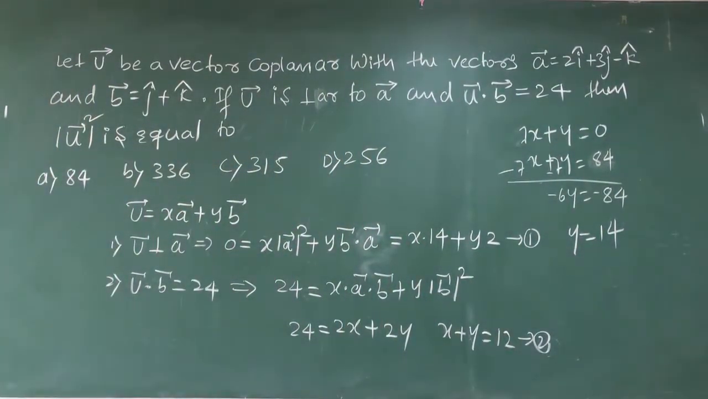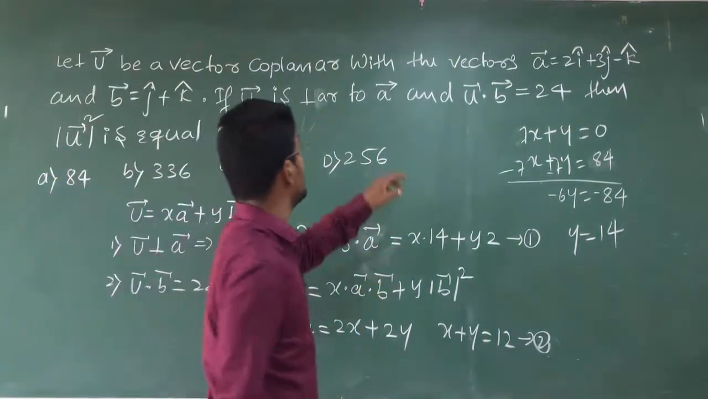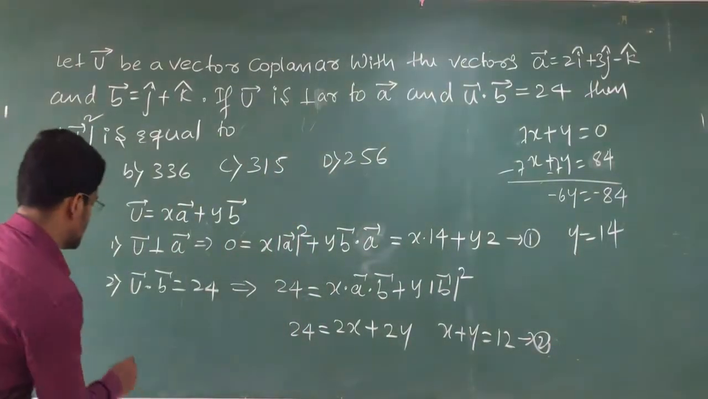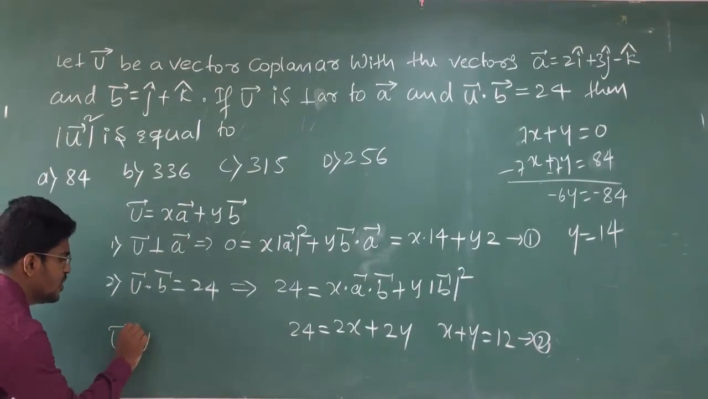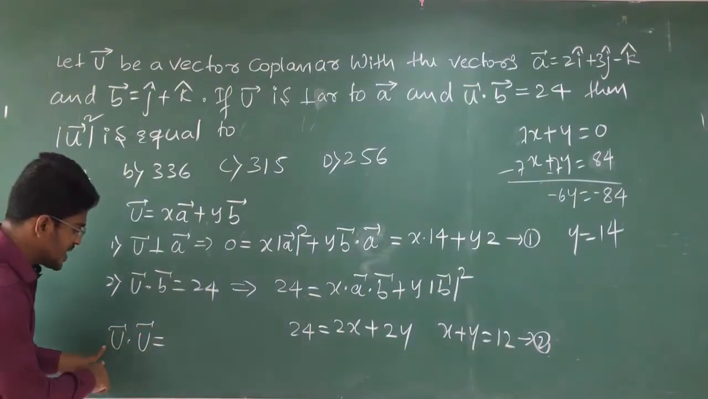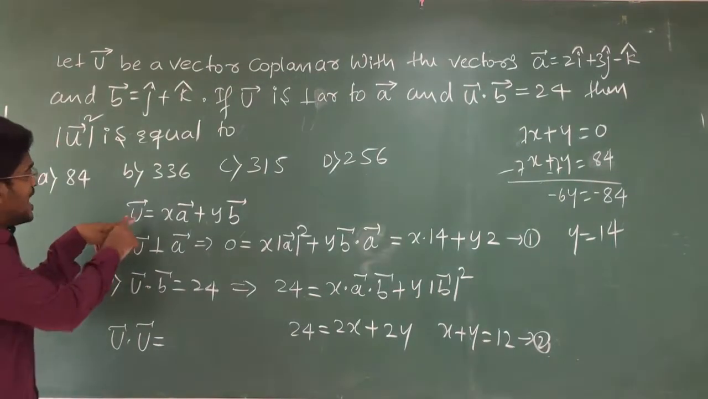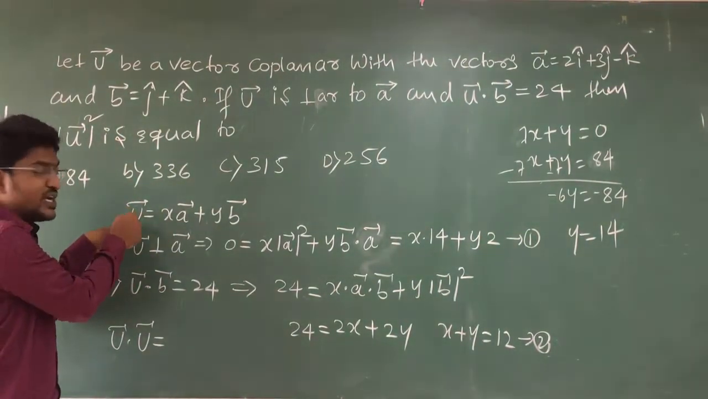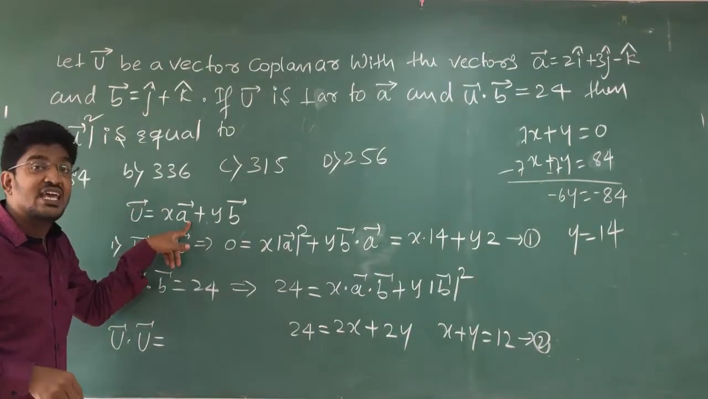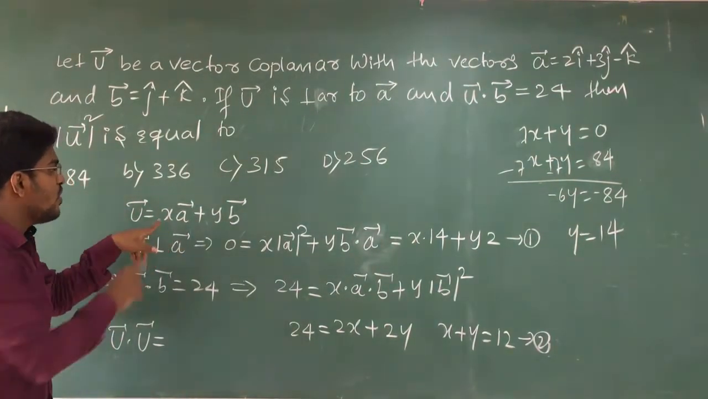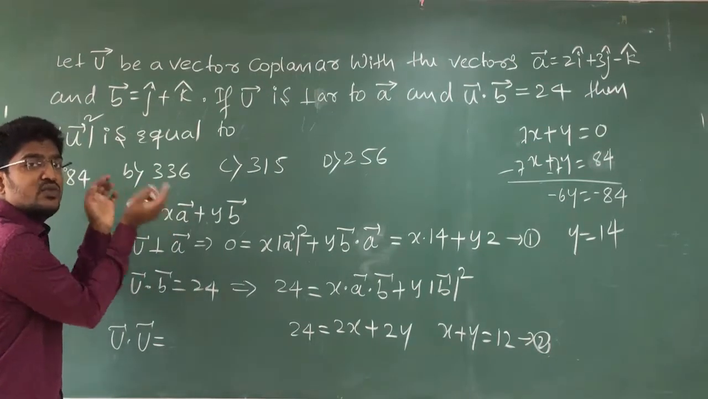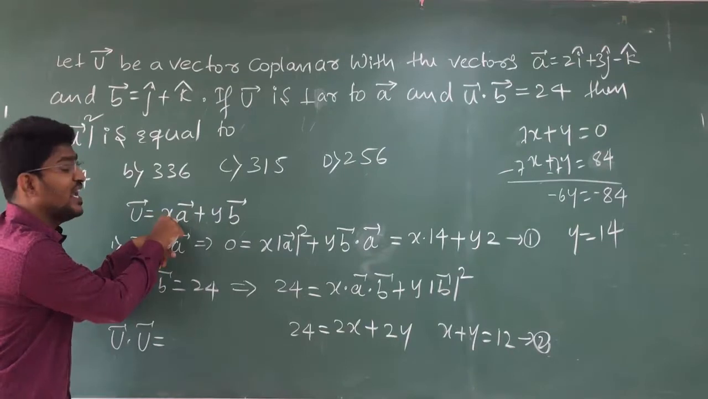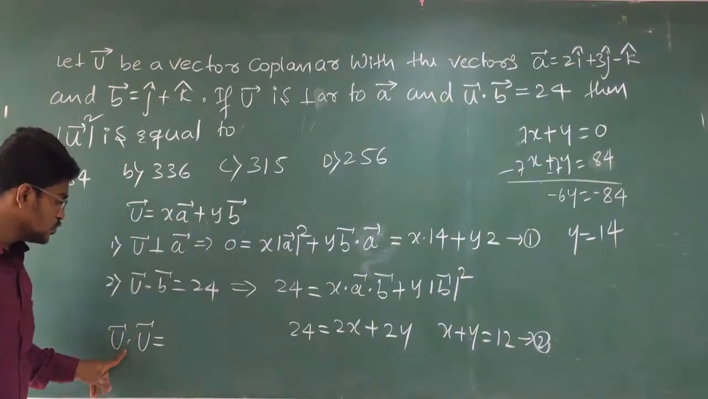So after getting y equal to 14, what are they asking? They are asking the magnitude of vector u square. That is nothing but vector u dot vector u. If I make vector u dot vector u, I am multiplying this vector again with the same vector. If I multiply the same vector with u, here you are going to get vector A dot vector u, because I am taking u dot u.